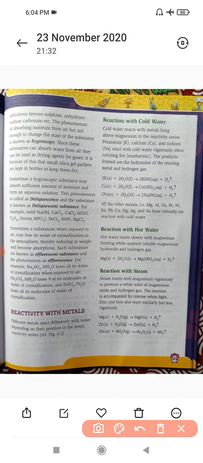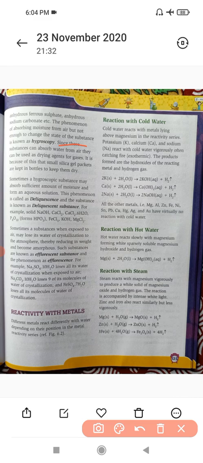Similarly, the phenomenon of absorbing moisture from air but not enough to change the state, meaning they absorb a little bit of water, is called hygroscopy, and such substances are called hygroscopic substances. The phenomenon of the other kind is called deliquescence, and the substance is called a deliquescent substance. Since these substances can absorb water from air, they can be used as drying agents for gases.